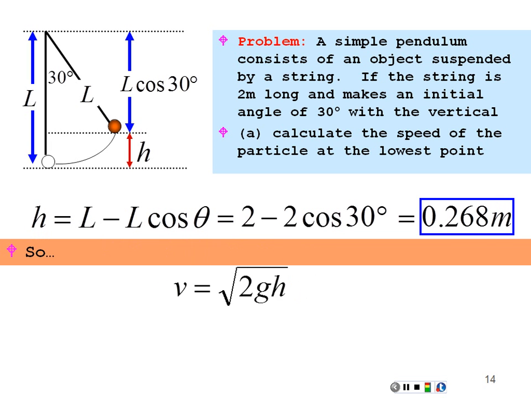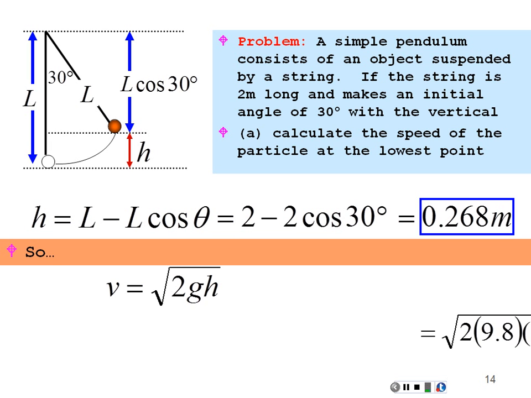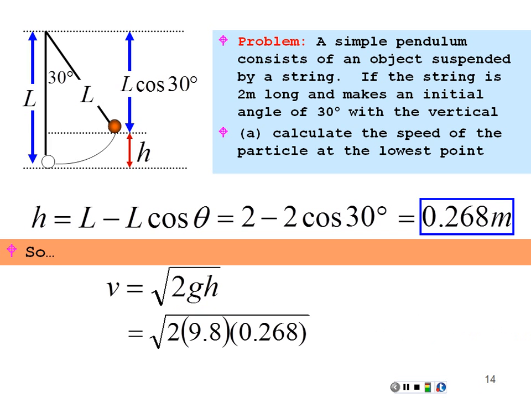That means my velocity at the lowest point will be the square root of 2gh, because we started from rest and went down to a lower height. 2 times 9.8 times 0.268, square root, 2.29 meters per second.